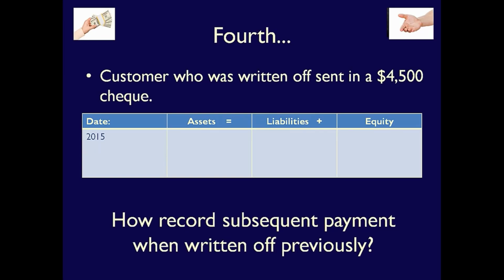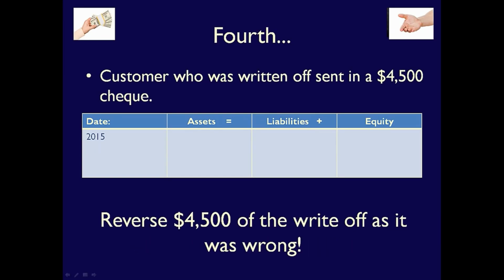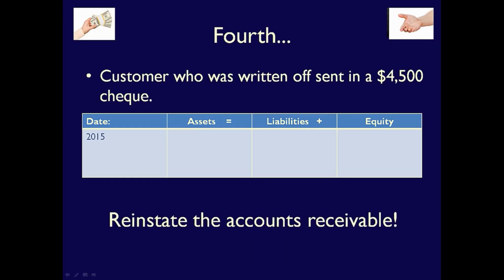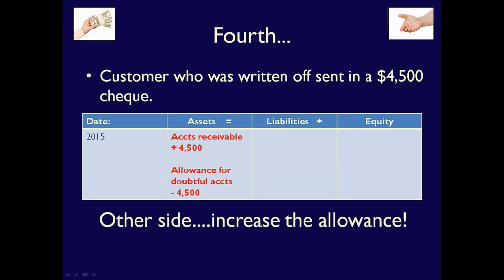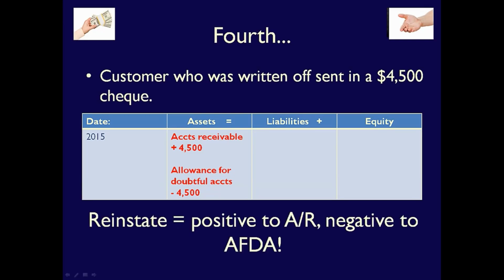The first thing we have to do is reverse a portion of the write-off because it was wrong. This is called reinstating the accounts receivable, meaning to put it back where it belongs. Therefore, our entry is to increase accounts receivable by $4,500. We also reduced the allowance by too much, so we have to put the allowance back. That means we need to increase the allowance. Remember that the allowance for doubtful accounts is a negative account, so if we increase a negative number, we have to put a negative against it. So our entry would be a positive to the accounts receivable and a negative to the allowance for doubtful accounts.